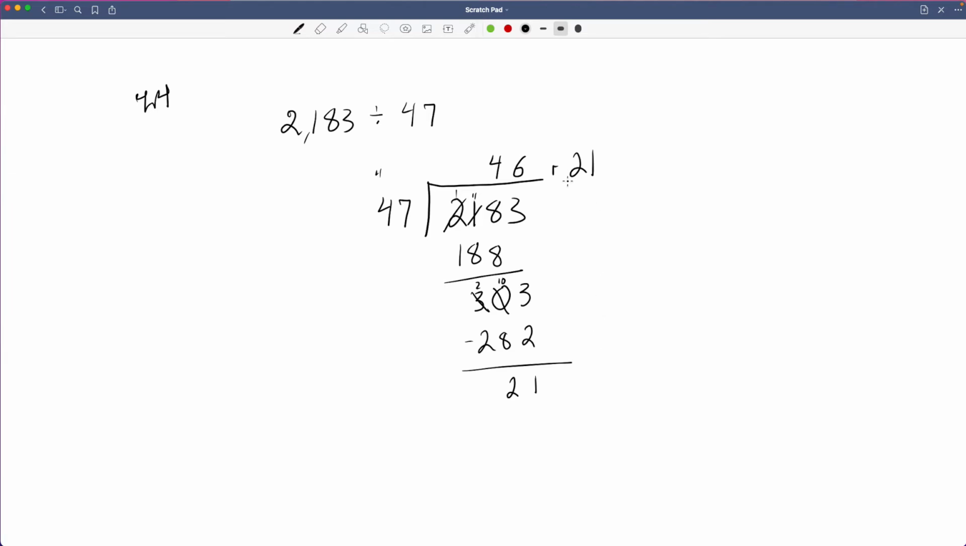Now another way that you can write this, because we know that a fraction is a division problem, we have this remainder of 21. It still needs to be divided by 47. So if you write 46 and 21 over 47, that is just as correct as this is, believe it or not. You can answer it this way, or you can answer it this way on your practice problems.